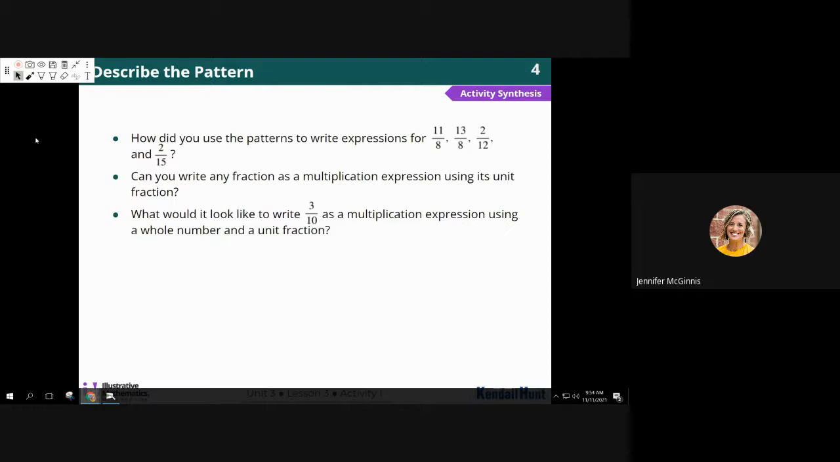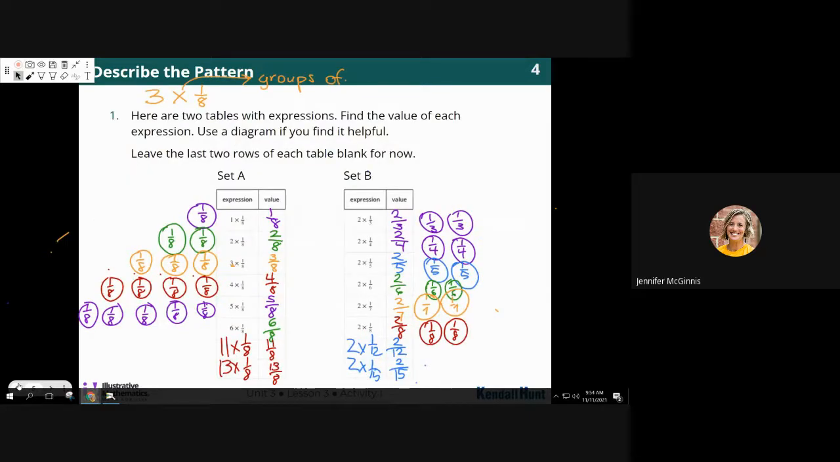How did you use the patterns? So look at your paper. How did you use the patterns to write expressions for 11/8, 13/8, 2/12, and 2/15? Those new ones we wrote at the bottom. How did you use a pattern, Sophia? In set A, we did the same as here, but we did 11 times 1/8, and we did the number on the numerator times the 1/8. We continued counting by 1/8.